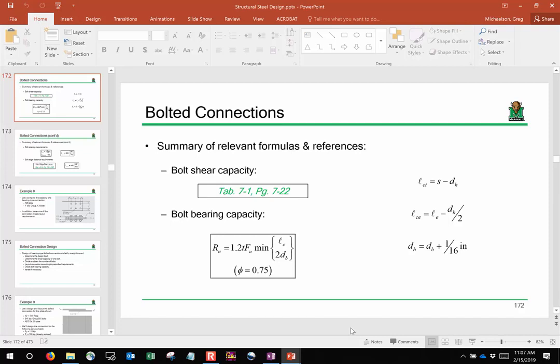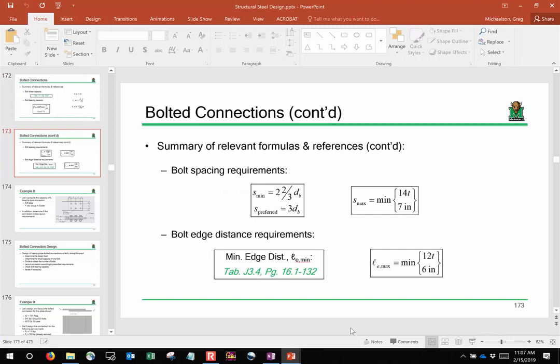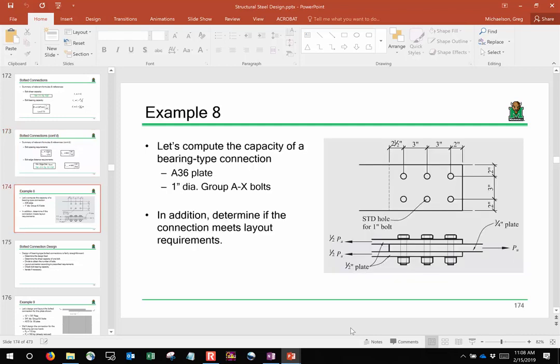Now, that's all of our strength limit states associated with bearing type connections: bolt shear and bolt bearing. There are also a series of bolt spacing requirements that need to be checked: minimum and maximum bolt spacings, minimum and maximum edge distances. Remember, the two reasons for these limits are, one, to facilitate the construction and fabrication process, and two, to prevent and limit corrosion. If the bolts get too far apart, water seeps in between the plates, that's corrosion, that's no good. So that's why you have your maximum spacing and edge distance requirements. Everybody good on that?